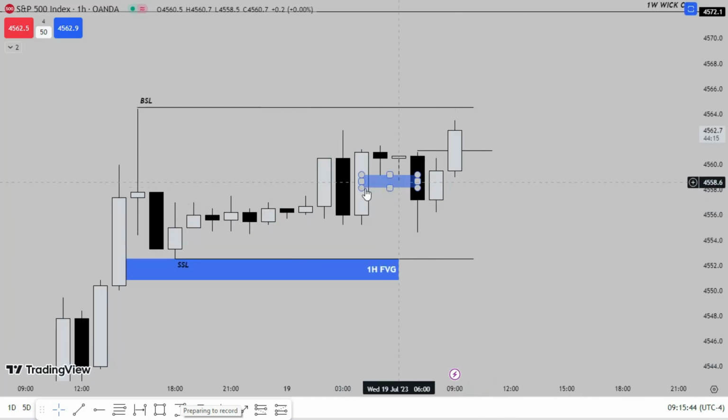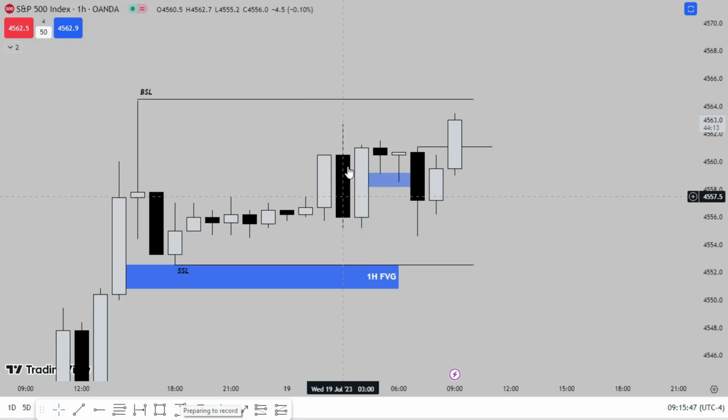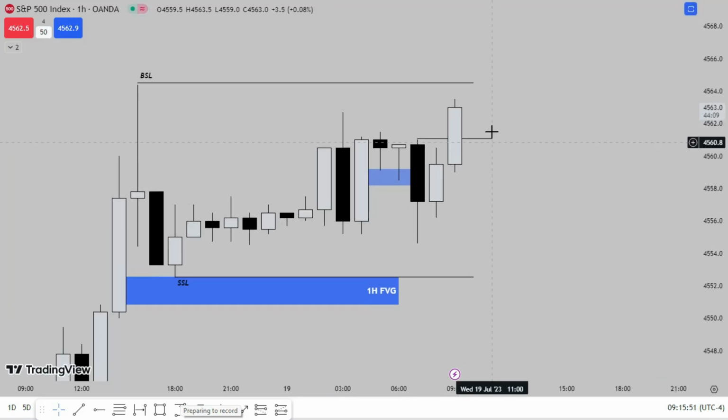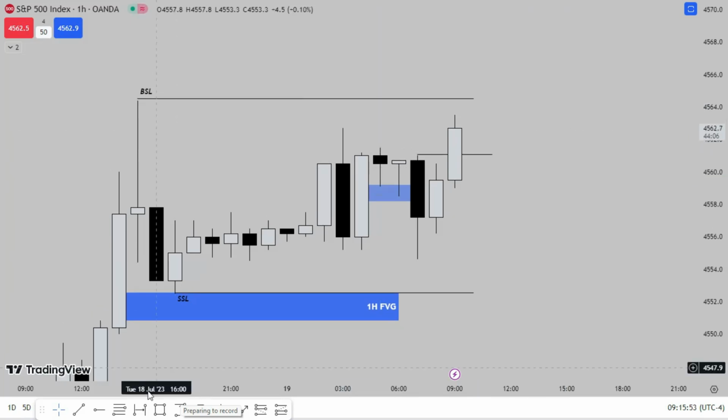I wouldn't regard it as a mitigation block because it has violated 50% of this bar right here. But since my bias is bullish, I'll be expecting price to pretty much do that if we violate these highs. But if the highs have not yet been met when it's due time, then, sorry, just yawning. We're gonna see how price delivers.